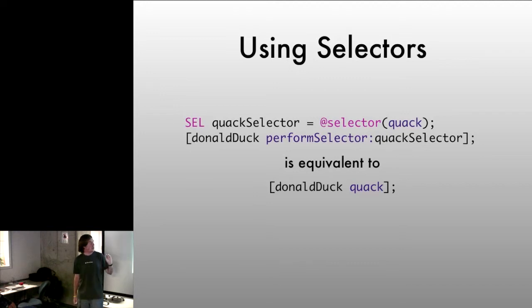But suppose we don't know that Donald Duck is a duck. We just know it's some object. We can perform quack on it, even though the compiler would, if we tried to just say quack on some object, say, hey, this object probably doesn't respond to quack. But with perform selector, we can perform that. We can call that method anyway.